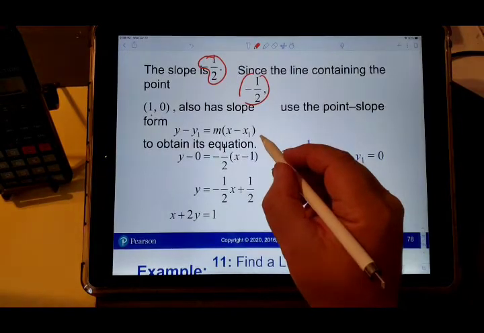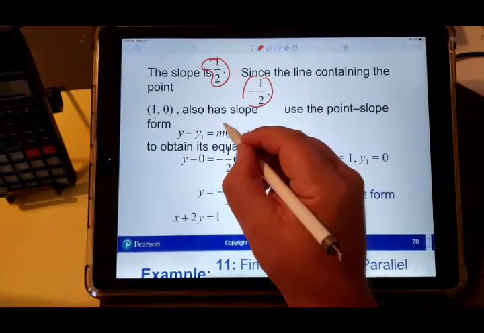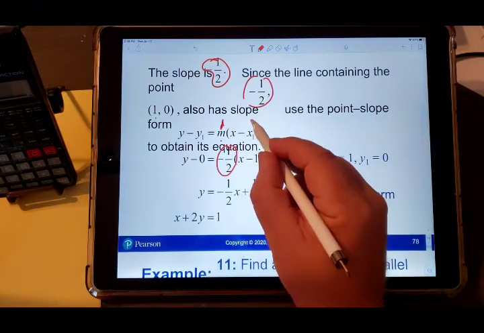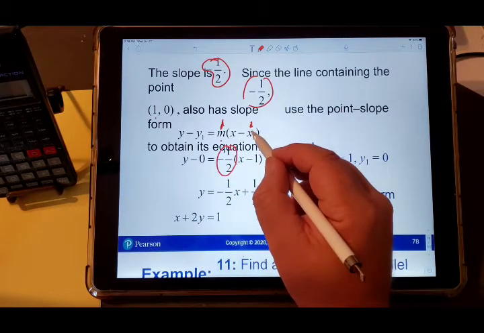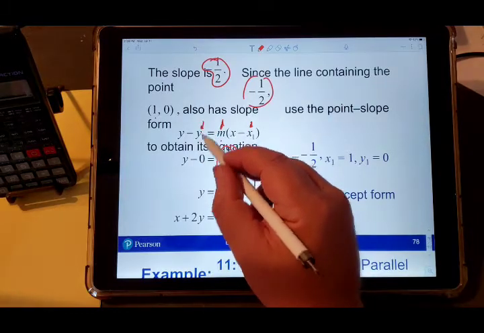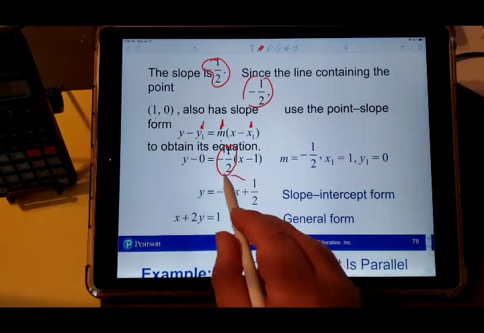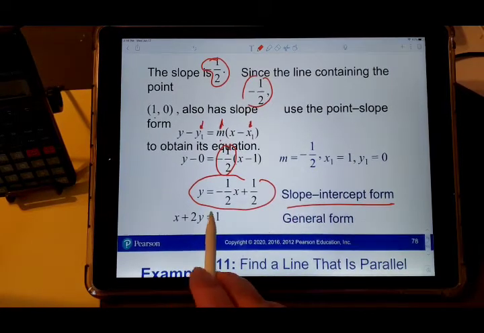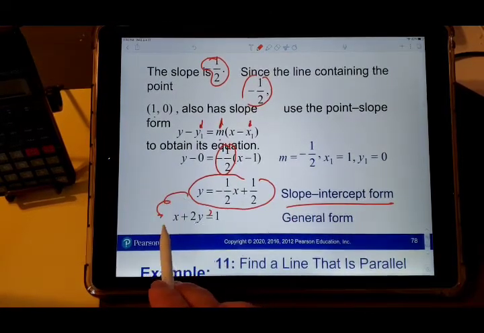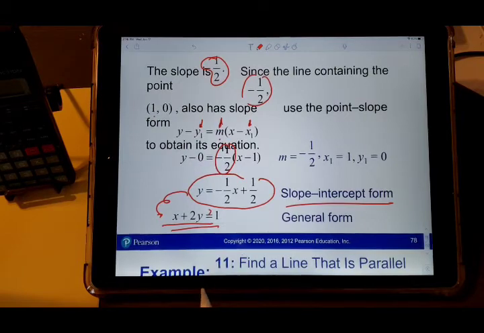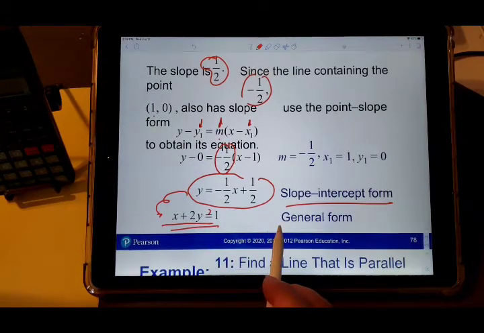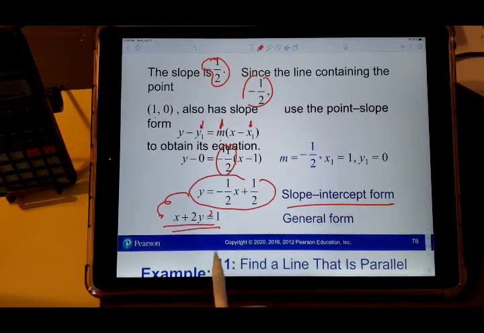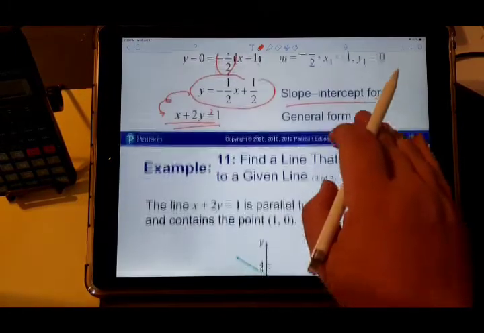But just substituting in here, substituting negative 1/2 for the slope, substituting 1 for x1 and 0 for y1, pretty quickly puts it in slope-intercept form. And this might be the first time they actually cleared fractions and gave an answer in the general form. I will say the general form is very popular, so don't forget that both forms exist, slope-intercept and the general form.